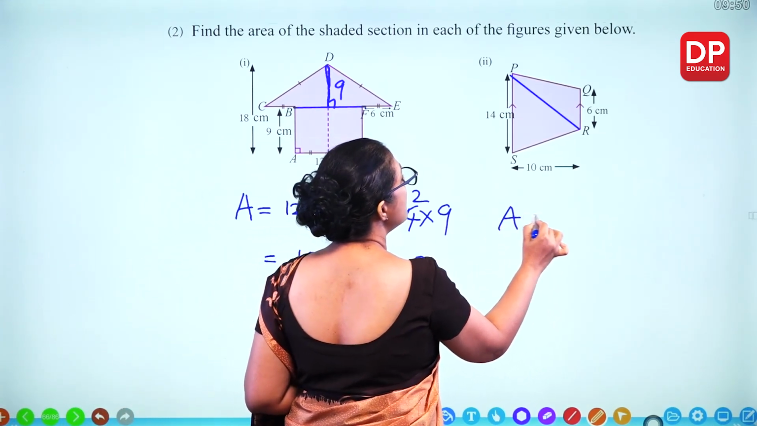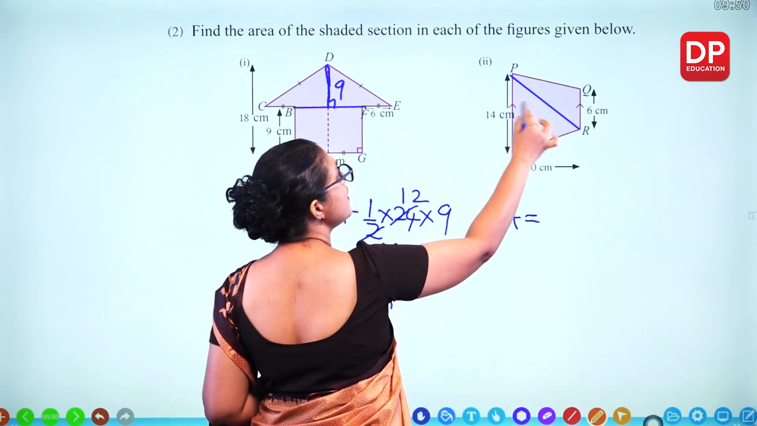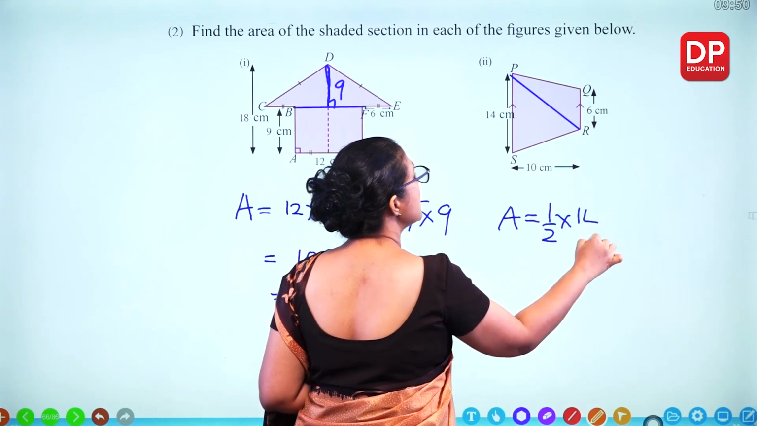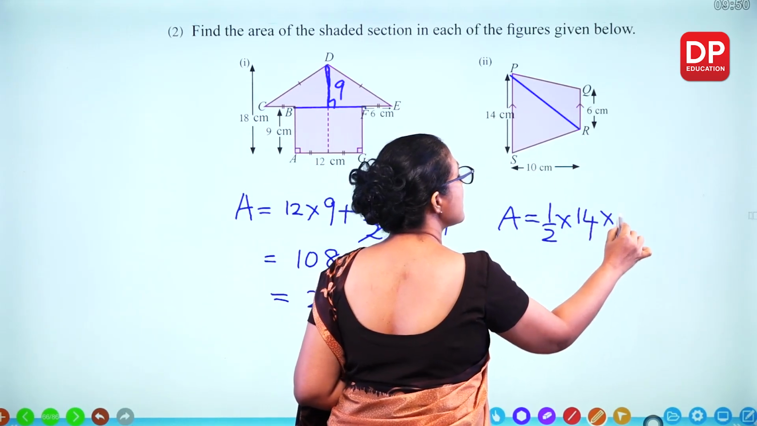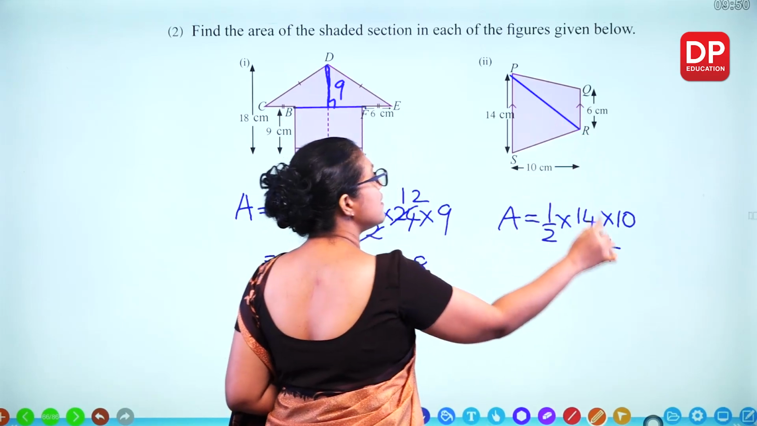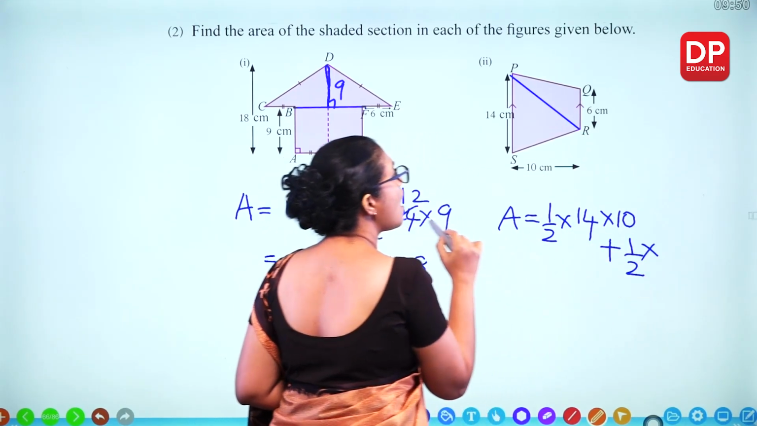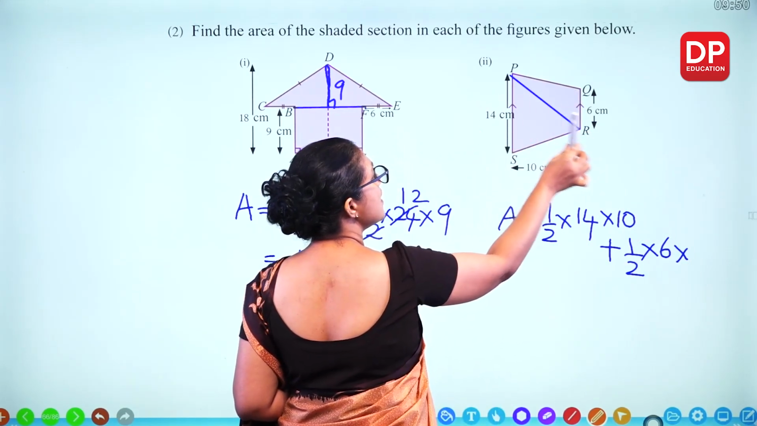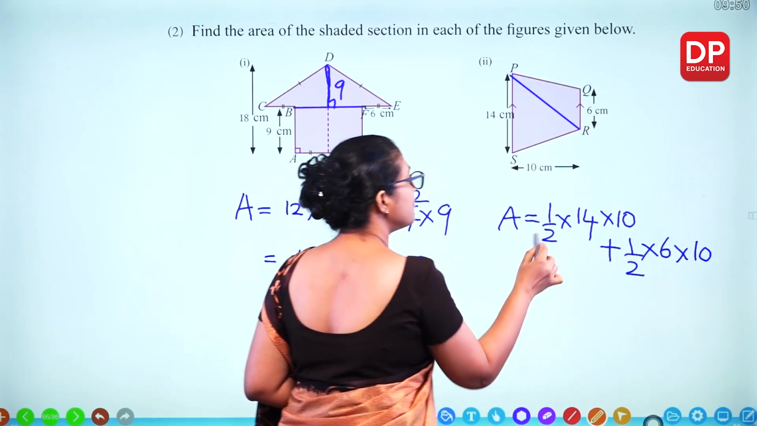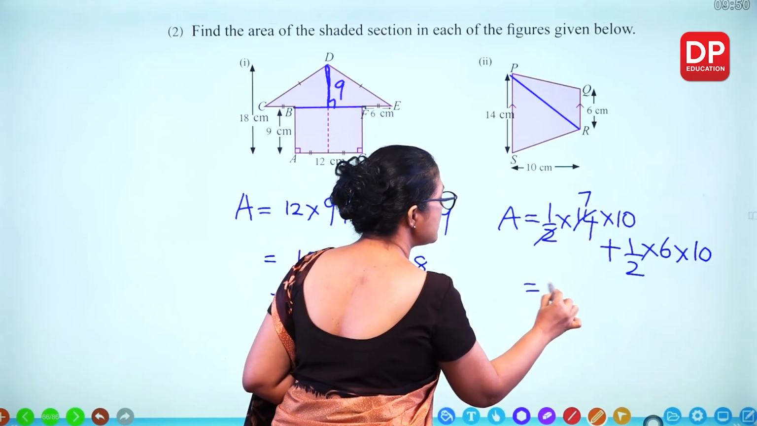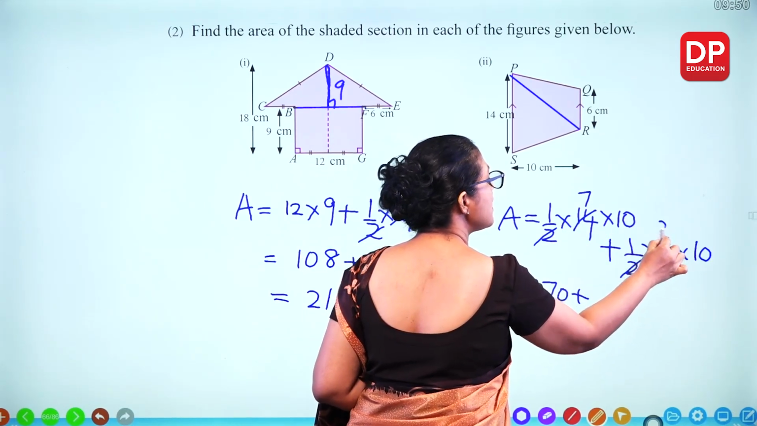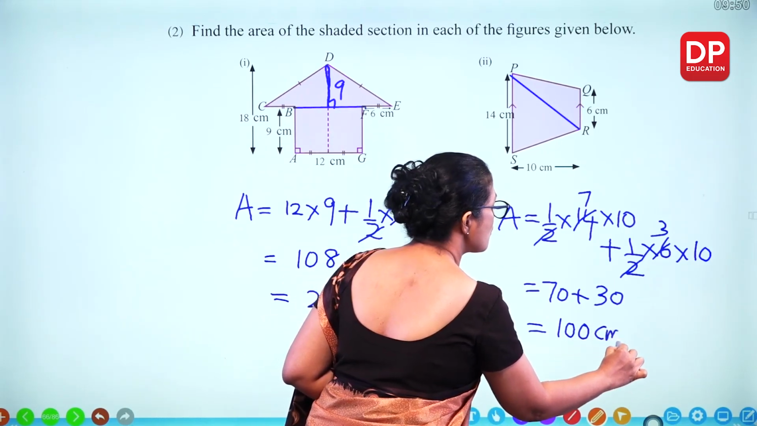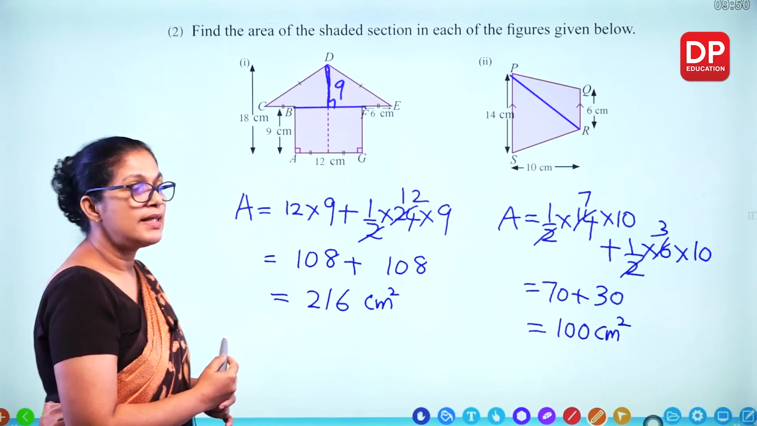What's the area? Area of this triangle, PSR triangle, half times base is 14 and the perpendicular height is 10. This triangle, that's an obtuse angle triangle, half times base length is 6 and the perpendicular height is the same. It's 10. 2 times 7, so 70 plus 2 times 3, that's 30. 30 plus 70, you get 100 square centimeters is the total area.